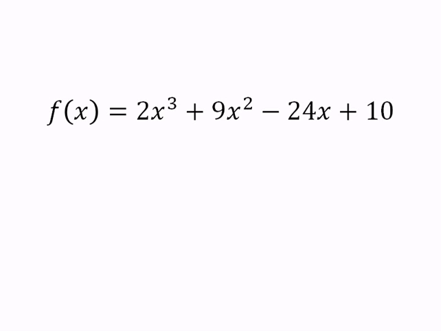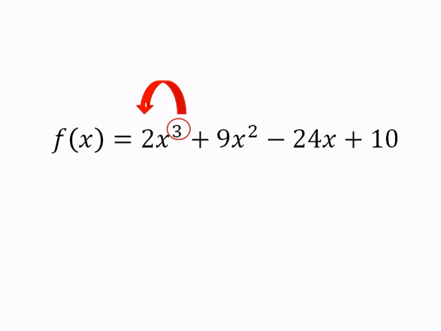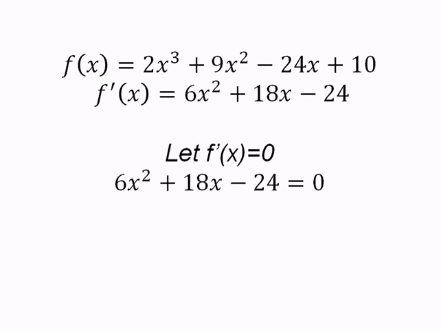Okay, so for part 1, we're going to start off by differentiating the function. What you do is you take the power on the x, you reduce it by 1, and then you multiply the coefficient of that x term by the original power. When you've differentiated the whole function, you should end up with f′(x) = 6x² + 18x − 24. Now, if we let that equal 0, we can then solve that equation.